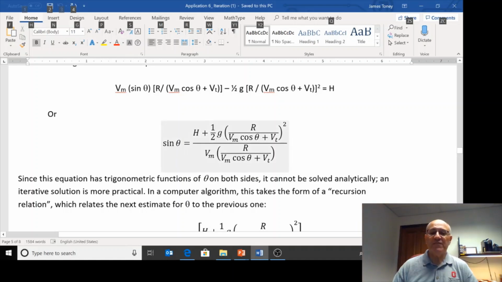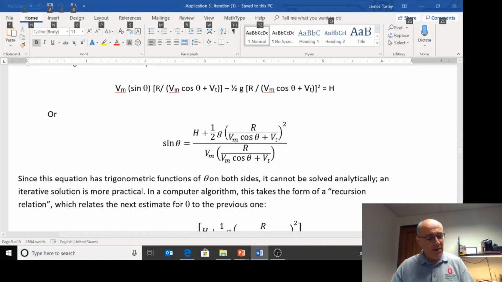Turns out if vt, that is the target velocity, is 0, that's a special case where it is possible to solve exactly. But if vt is non-zero, you have to resort to a numerical solution. So that's what we're going to try to do. And I'm going to show you a few ways of doing it.